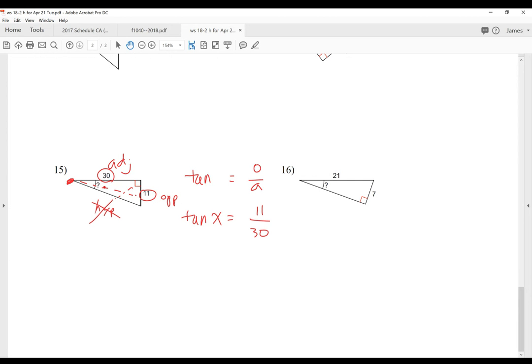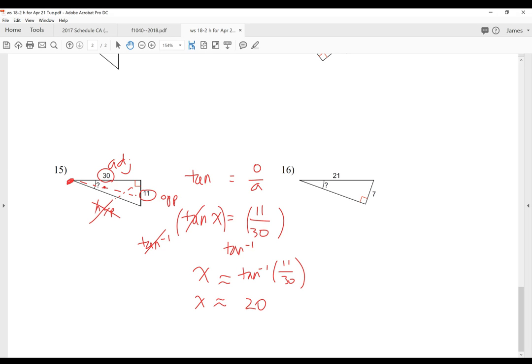To get rid of tangent, you have to do what's called the inverse tangent. So tan negative 1 on the left and tan negative 1 on the right. This cancels out the tangent and you get x by itself. You don't have to rewrite it, but inverse tangent of 11 over 30, if you work it out on a calculator, should be around 20.4-ish. So 20 degrees is the answer.